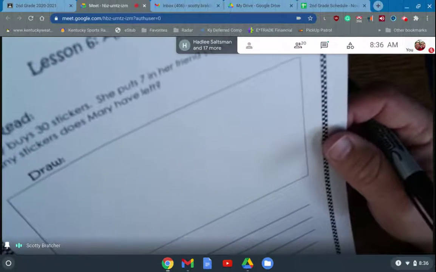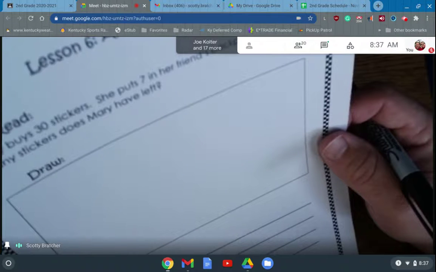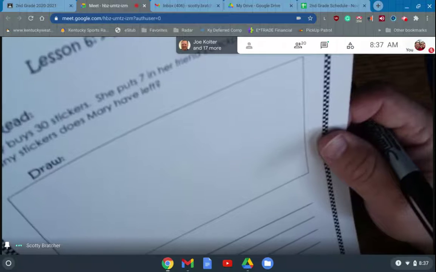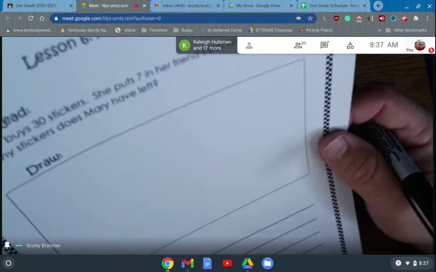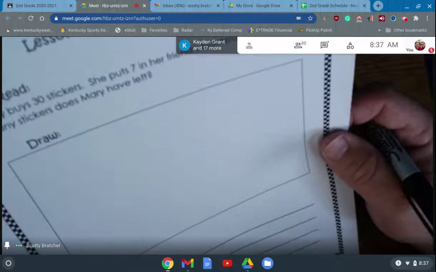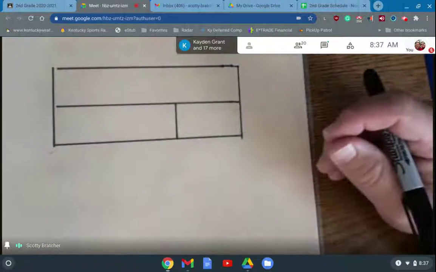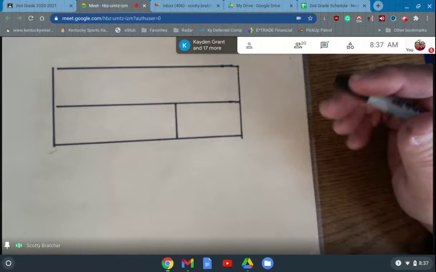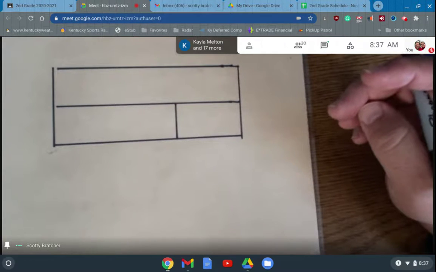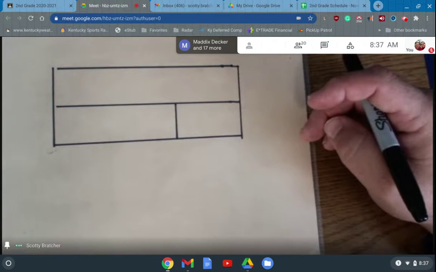Mary buys 30 stickers. She puts 7 in her friend's backpack. How many stickers does Mary have left? All right, that was the first time I read it. And the only thing I got out of that question was that we're talking about stickers, and she put some in a backpack. That's all I got that time. Okay? Kaylee, is that all you got? Thumbs up if that's about what you got.